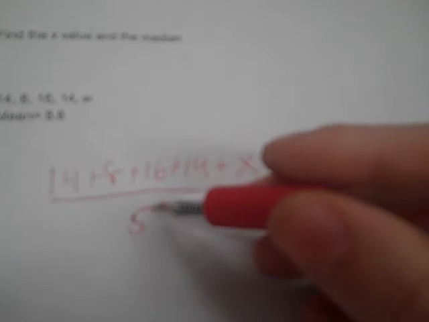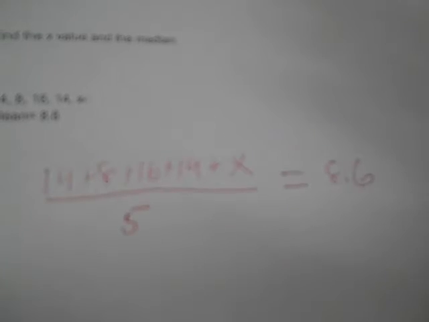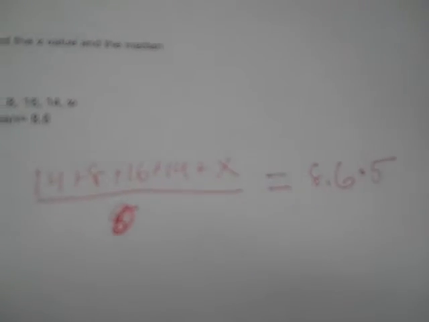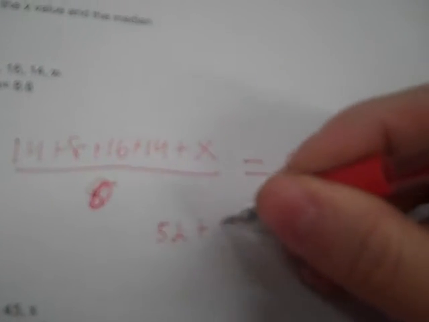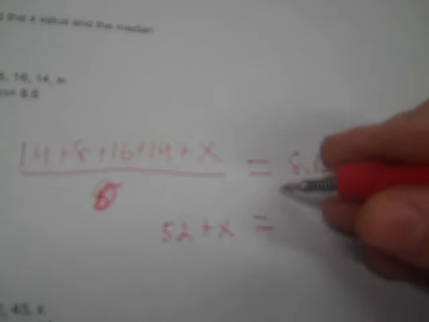Now I need to solve the equation for the x variable. Well, first let's simplify it. First off, we want to get rid of this 5. Now, how would you get rid of division by 5? You just multiply. And also, I'm going to want to add the known numbers up. So 14 plus 8 plus 16 plus 14 is 52, okay? So it's 52 plus x equals, then take 8.6 times 5, and that's 43.